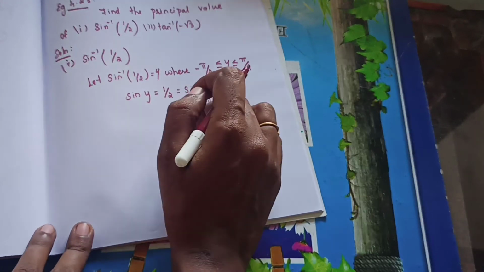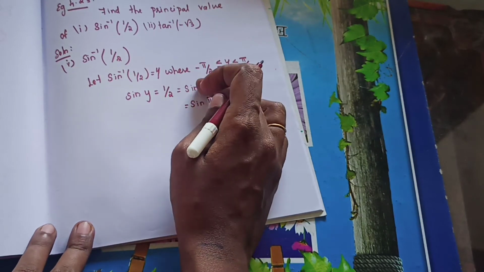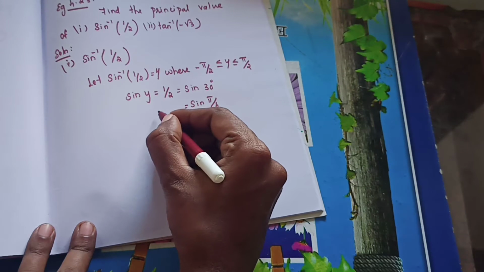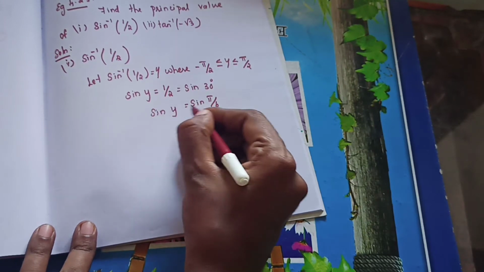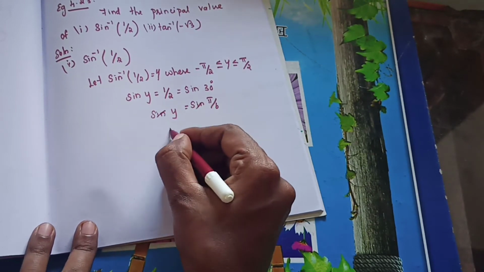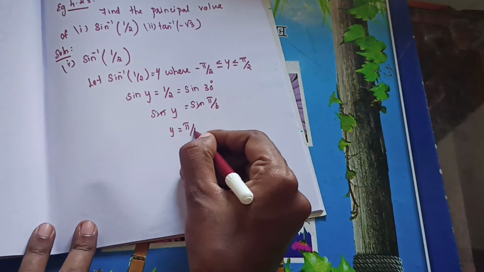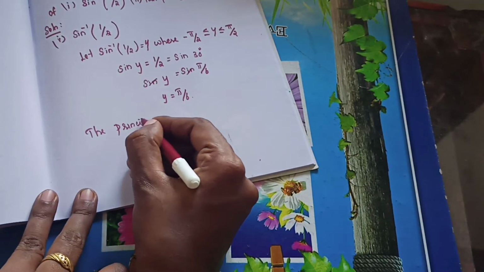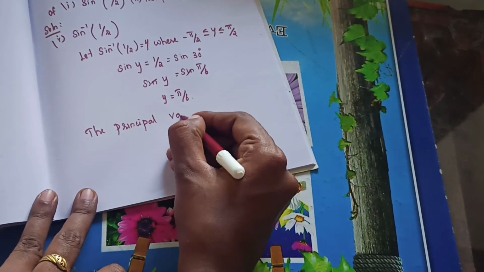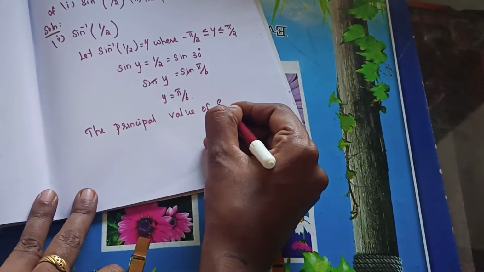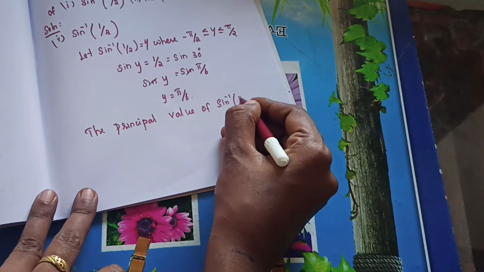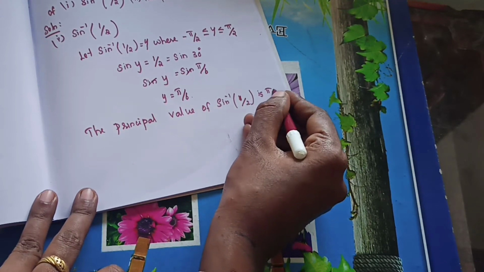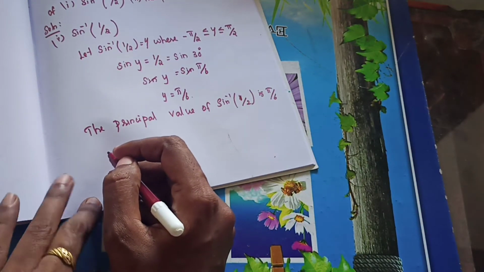All these things I already taught you. Is it right? That is pi means 180 by 6, so you'll get 30 degree. So what's the value now? Sine y equal to sine pi by 6, so this will get cancelled. What's the y value? y equal to pi by 6. What's the principal value? The principal value of sine inverse of 1 by 2 is pi by 6.